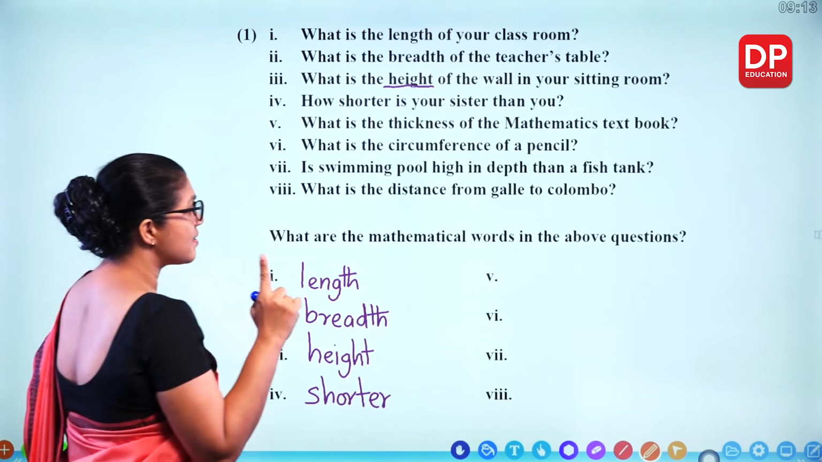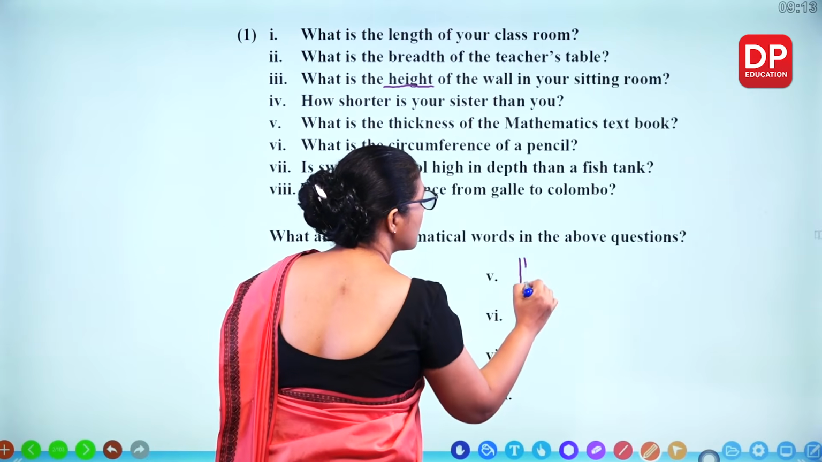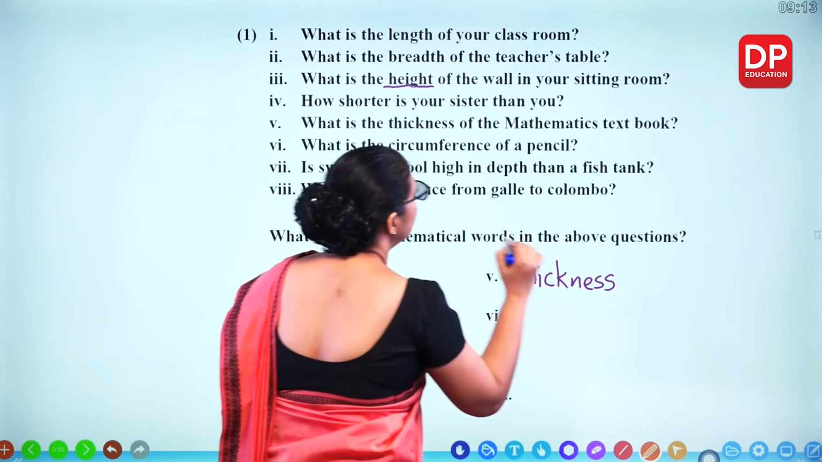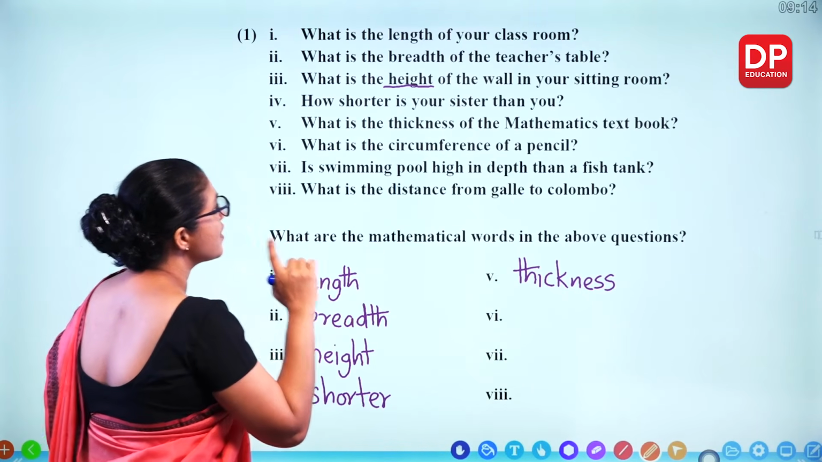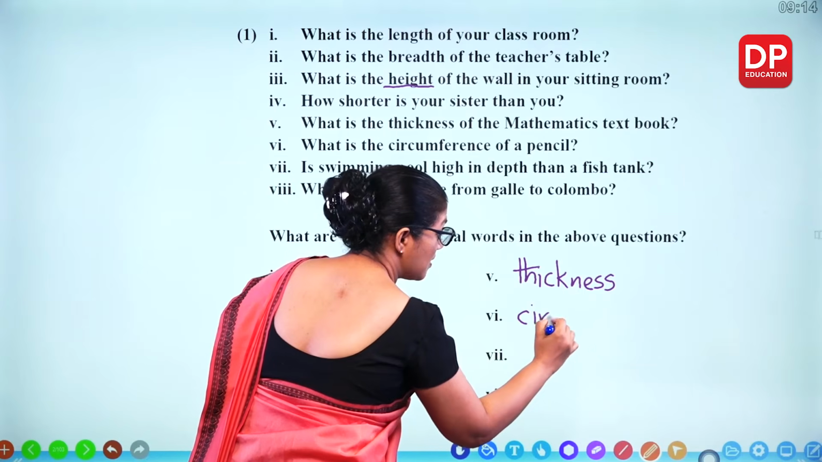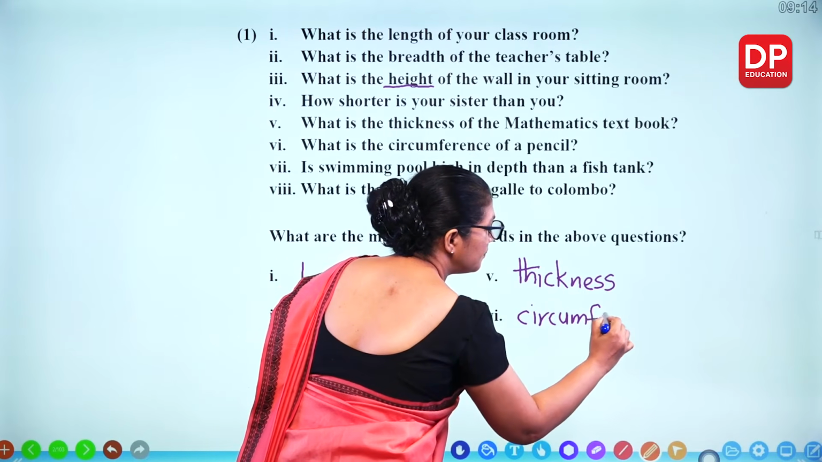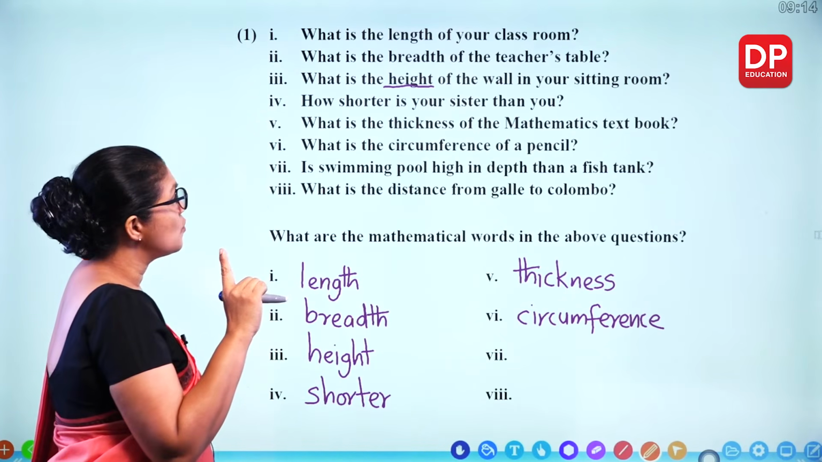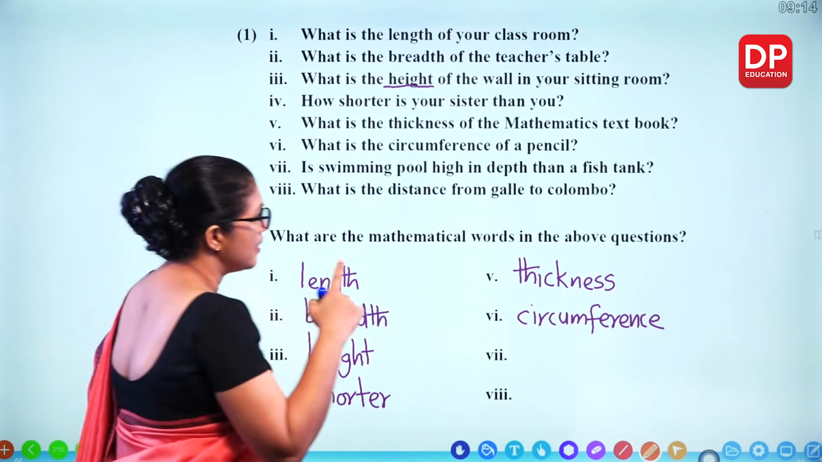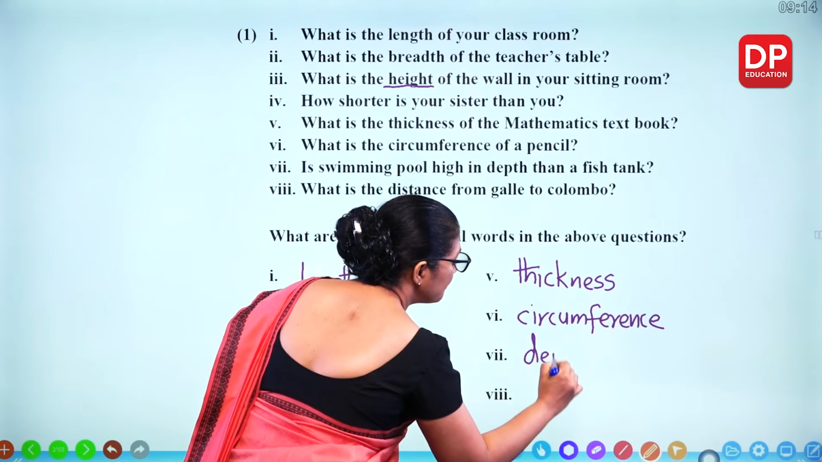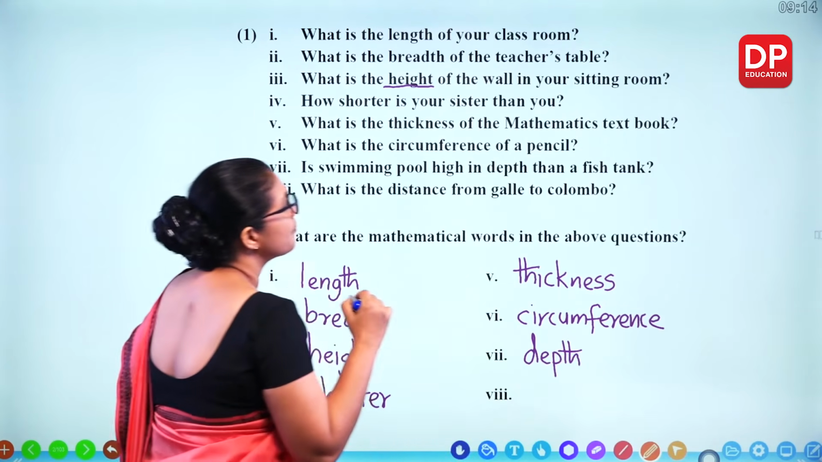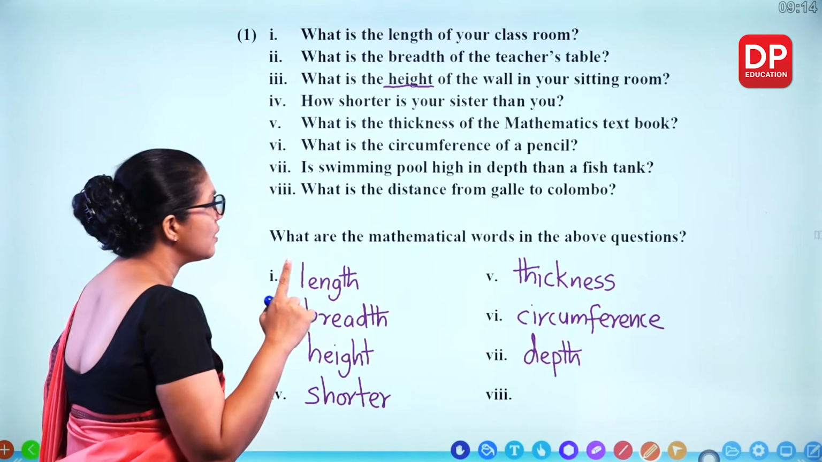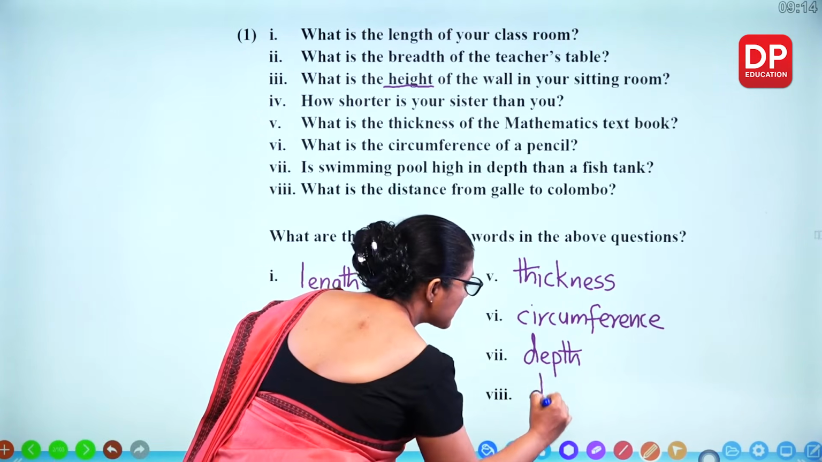What is the thickness of the mathematics book? Thickness. What's the circumference of a pencil? Circumference. Is swimming pool high in depth? Depth. And what is the distance from Galle to Colombo? So distance.